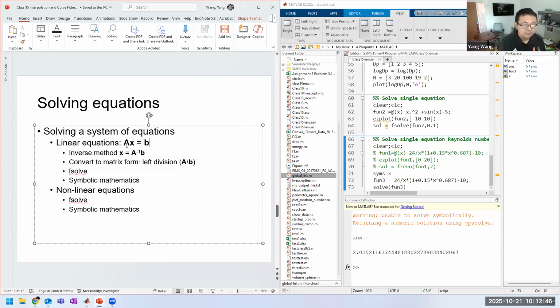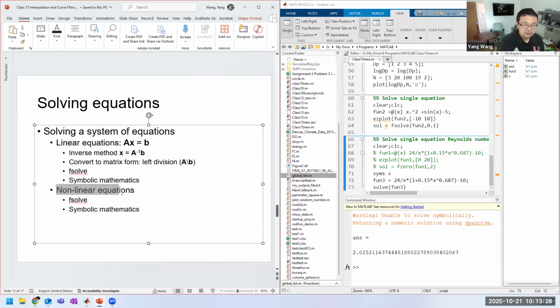The linear regression. So we said that the method we can use first is the inverse method, x equals A inverse multiplied by b. But the thing is that this requires A to be a square matrix, which means that you cannot solve for underdefined or overdefined problems, right? So under that situation, we have to use the left division method, okay? So you can directly find the solution, right? And then we could also use the fsolve function to create the functions in a MATLAB file and then solve it, or use the symbolic mathematics. Okay, so this is talking about the linear equations.